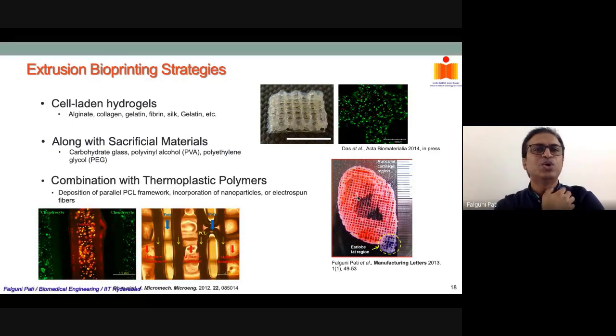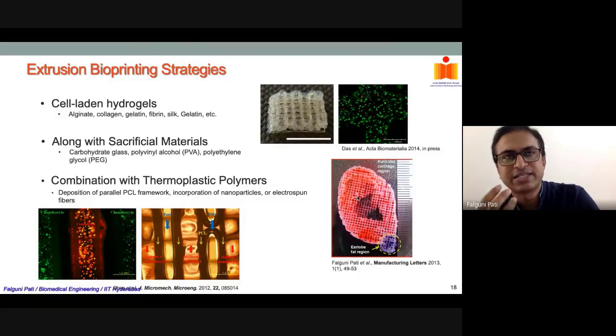The other thing we can do is combine both, the FDM and the extrusion-based bioprinting, simultaneously, not together.